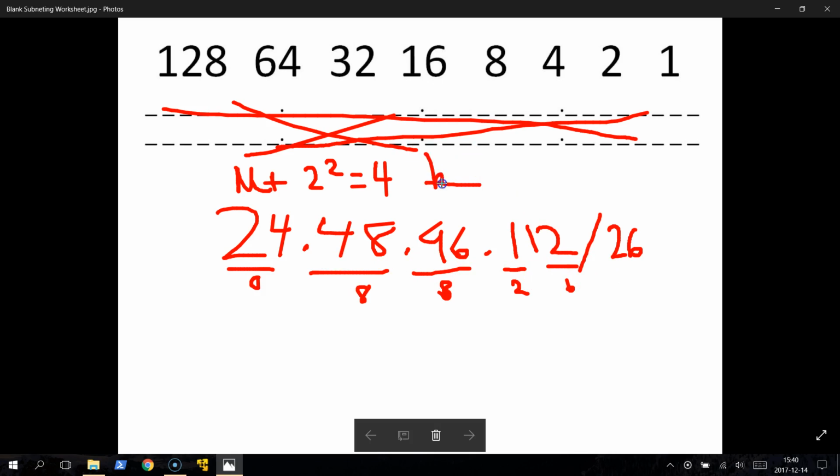Okay, so how many hosts? Well, with 6, 2 to the 6. Remember, I have to subtract 2, 1 for the network, 1 for the broadcast. So 2 to the 6 power gives me, and I can use the Rosetta Stone, I just have to start here, because 2 to the 1 power equals 2. So 2 to the 1 power is 2, 2 to the 2nd power is 4, 2 to the 3rd power is 8, 2 to the 4th power is 16, 2 to the 5th power is 32, 2 to the 6th power is 64, minus 2, I get 62 hosts each.